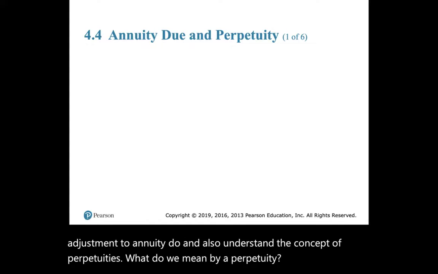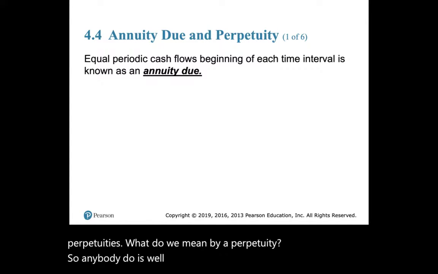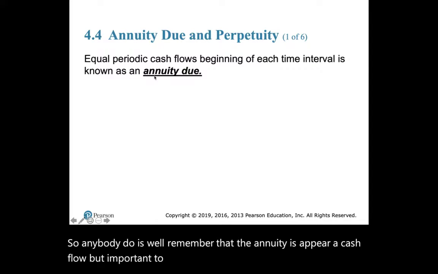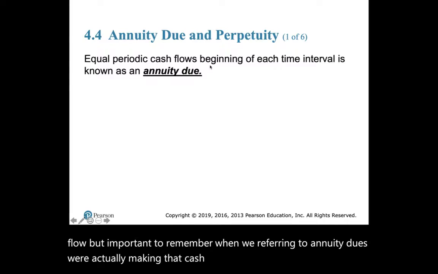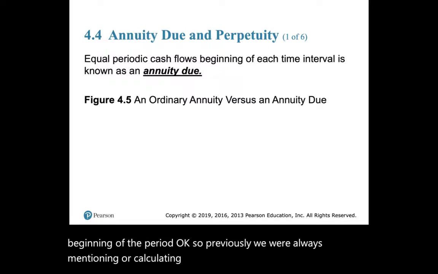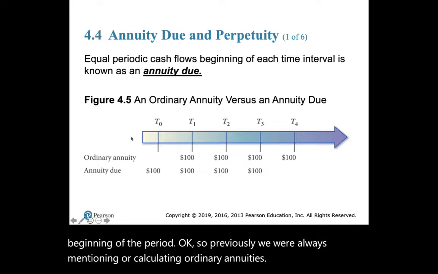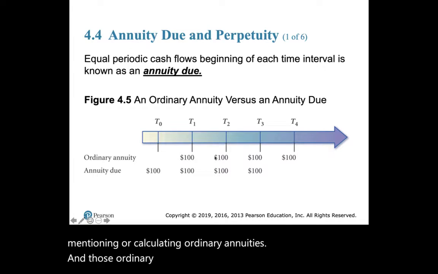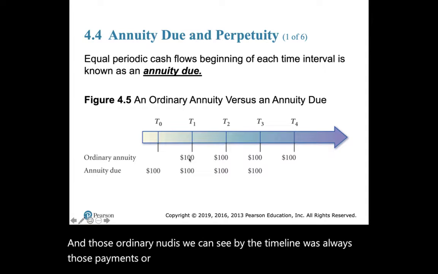So annuity dues. We remember that the annuity is a periodic cash flow, but important to remember when we're referring to annuity dues, we're actually making that cash flow payment or investment at the beginning of the period. Previously we were always calculating ordinary annuities, and as we can see by the timeline, those payments or investments were made at the end of the period, as you see here.